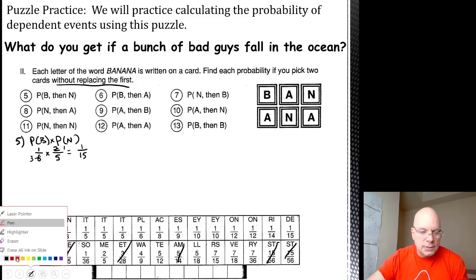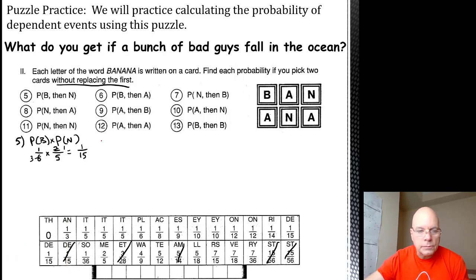Number 6 says probability of B then A. So probability of B multiplied by probability of A after B. B was 1/6. We already did that in the last problem. And then that same B is gone. Now in A, there's 3 A's. 3 favorable outcomes out of the 5 remaining tiles.